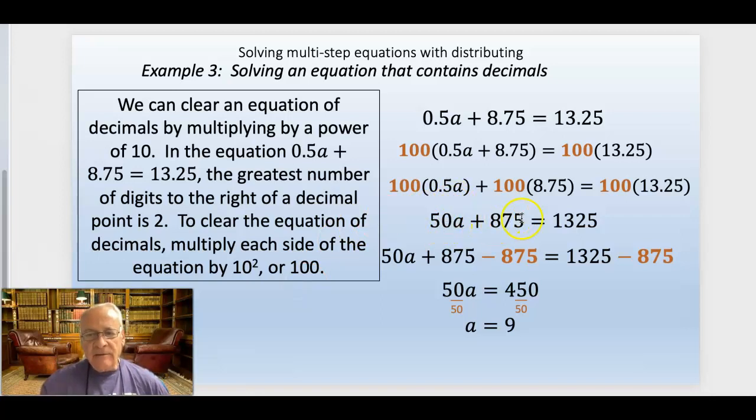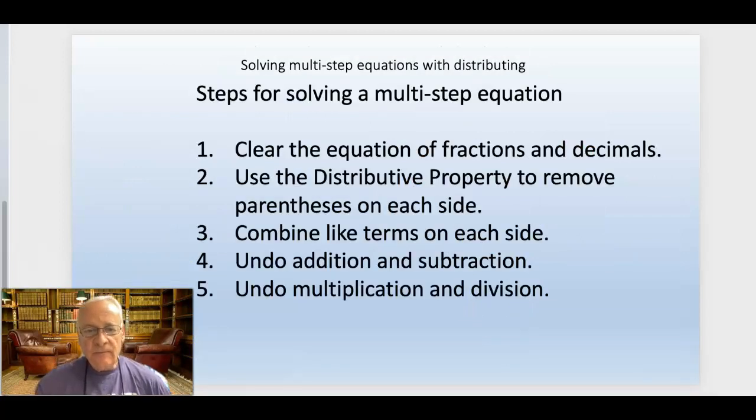Then with 875 and 1325, you can put them together by subtracting 875 from both sides. Then you have 50a equals 450. You divide both sides by 50 to get 9. We'll go through this. You need to be able to get rid of fractions and decimals.